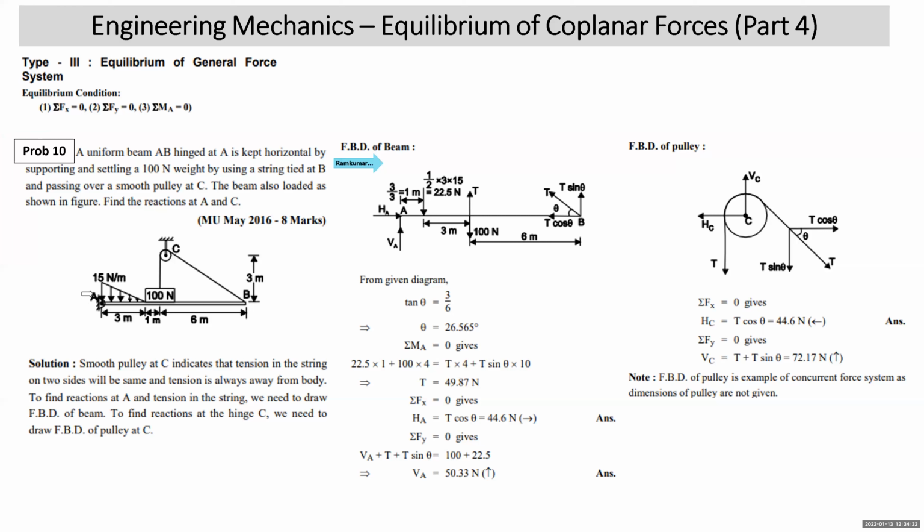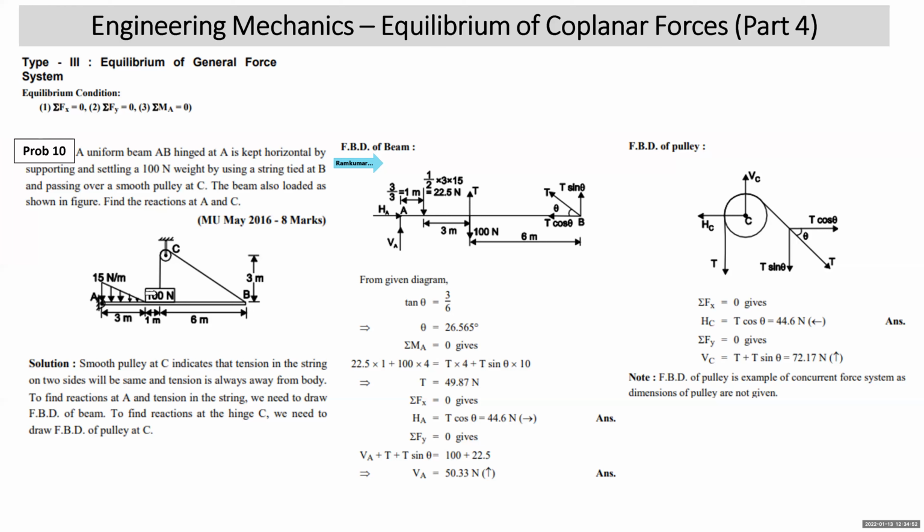Now, at A there is a hinge support, so we have taken two reactions, HA and VA. Here there is a triangular loading. What is the area of the triangle? Half into 3 into 15, that is 22.5 Newton, which will be acting 1 meter from A. Then at 4 meter away, you have 100 Newton, which is acting downward.